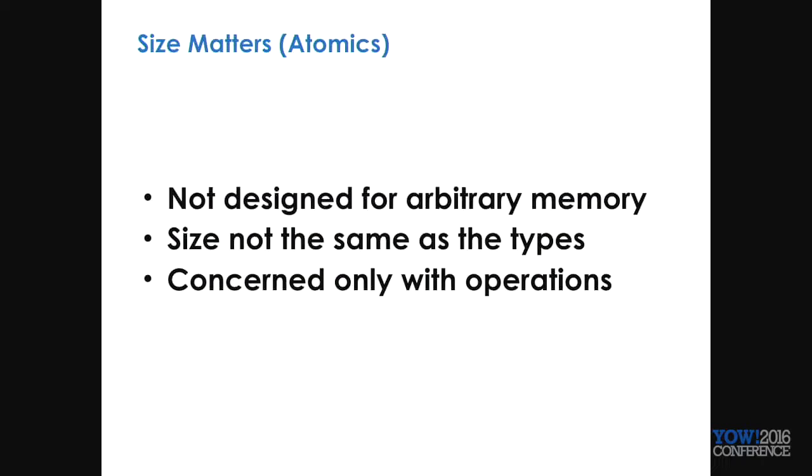What is your integer? 32-bit signed, 32-bit unsigned? It turns out that atomics within C++11 were not designed for arbitrary memory access. They were actually designed for members of a class that could control their own layout and everything else, and they don't have to be the same size as the type. So your int on some systems is 32, on others might be 64. So it's only really concerned with the order of operations. It's not concerned with the size.